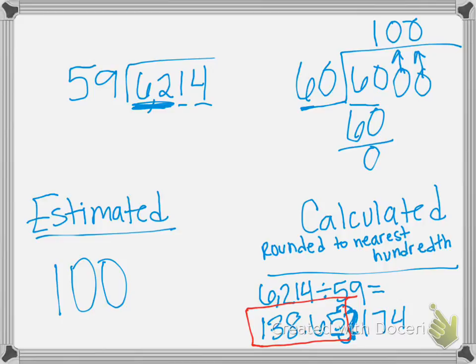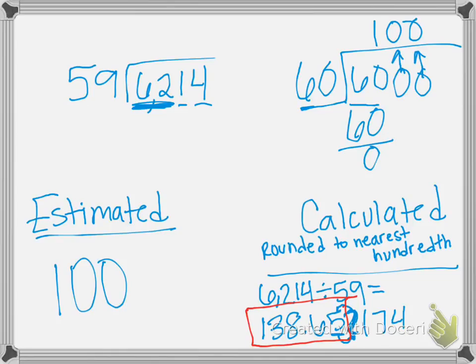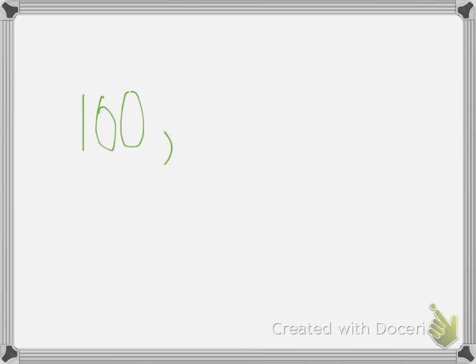So when you would write this in your quiz box, it would just look like your estimated answer of 100, put a comma, and then we would put our exact answer of 138.65.